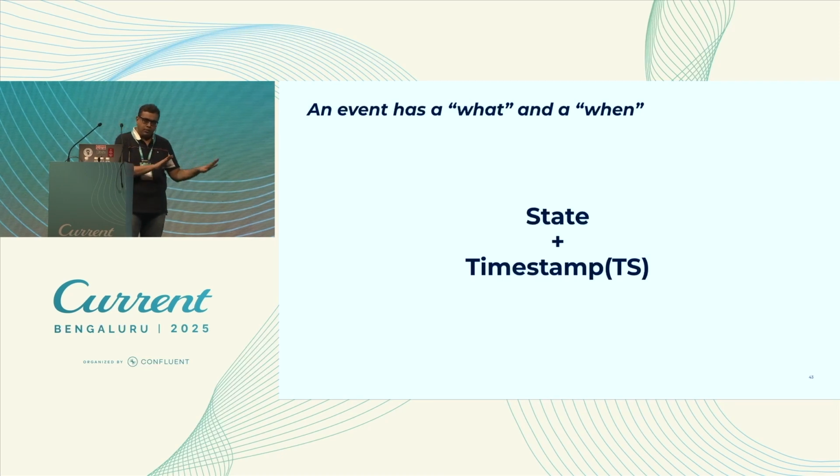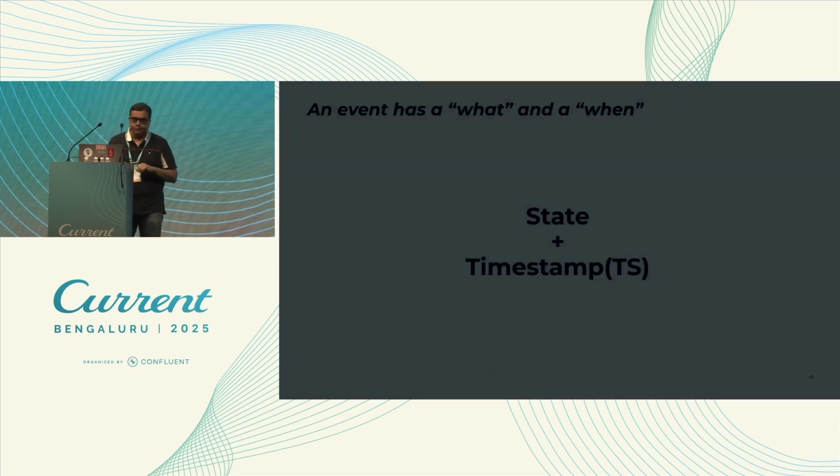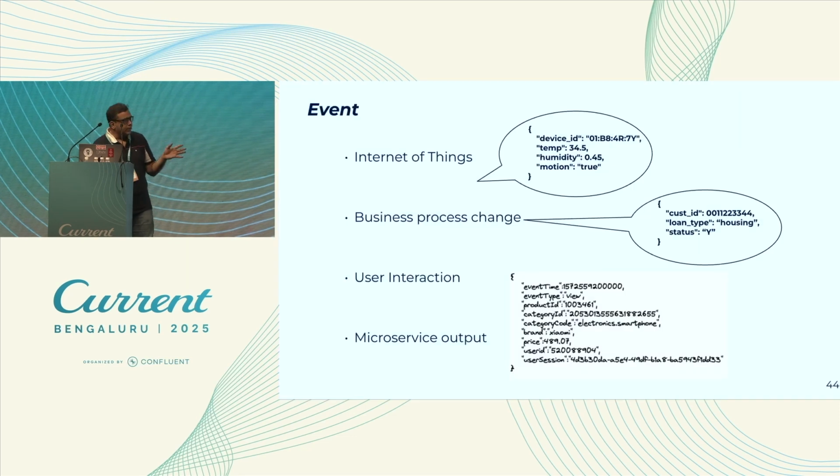An event has a what and a when. It has a state and it has a timestamp. So these are good examples. I could have an event coming from an IoT sensor, which could have a device ID and a set of values, constrained within that single packet, which actually produces the state of the sensor at that specific time.